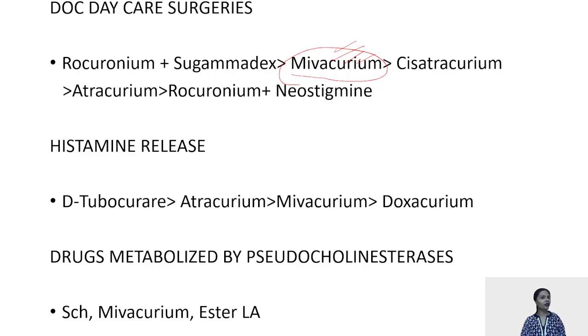Histamine release: maximum D-tubocurarine followed by atracurium and mivacurium. Drugs which are metabolized by pseudocholinesterase: two you have read in this very chapter, scolin and your mivacurium. And the other are your local anesthetics, ester local anesthetics. Even they are metabolized by your pseudocholinesterase enzyme.